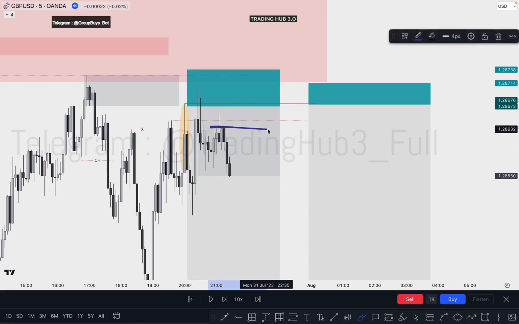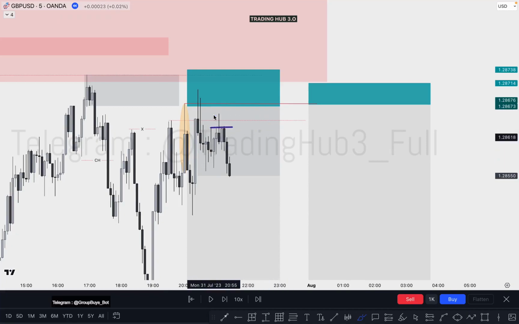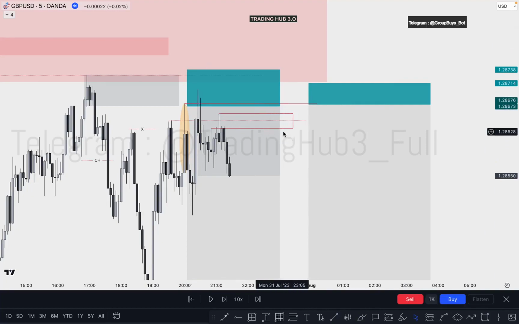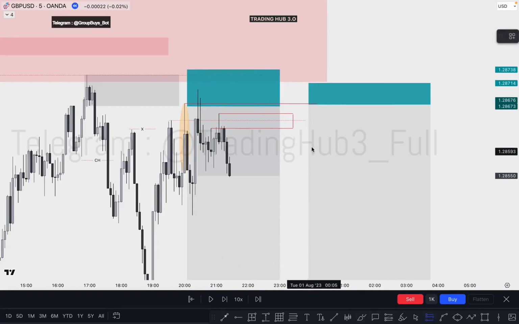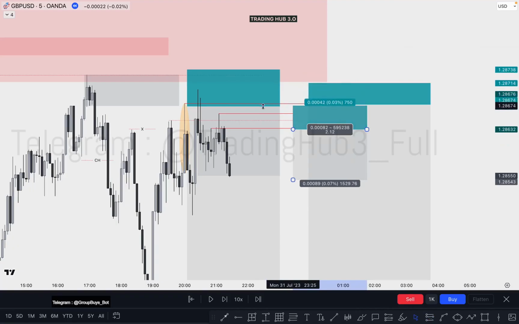This one is also called hidden POI, demand zone and supply zone, right? In terms of the lower time frame structure, this one is our previous high, a liquidity grab, and this is a zone when you are looking for the sell. But remember one more thing: this is an additional refinement, but where is the stop loss?